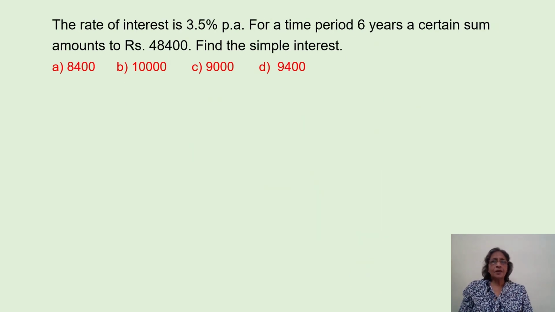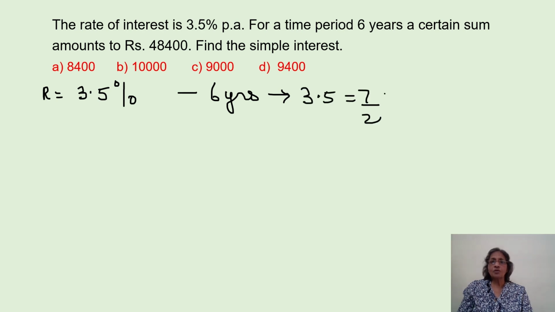The rate of interest is 3.5% per annum. For a period of 6 years, a certain sum amounts to rupees 48,400. Find the simple interest. Now I'm going to try a different method. So the rate is 3.5%. Now this is for 1 year. So for 6 years, how much would it be? 3.5, which I can write as 7 upon 2 into 6. So that is 21. Now this is 21%.